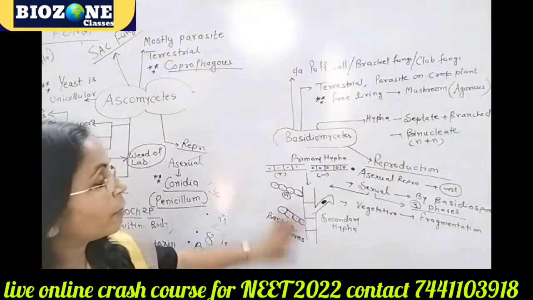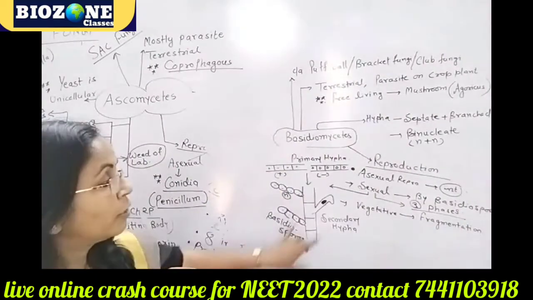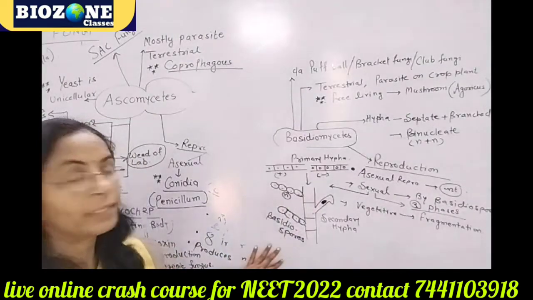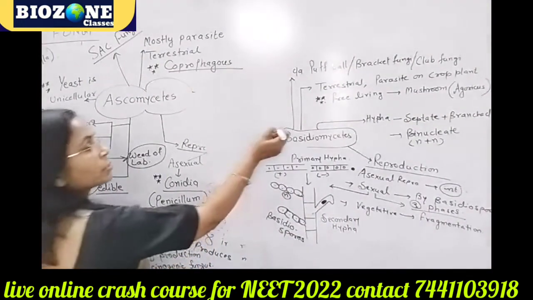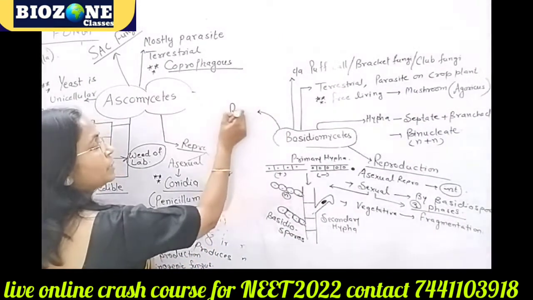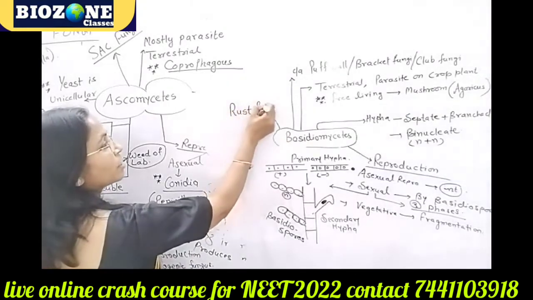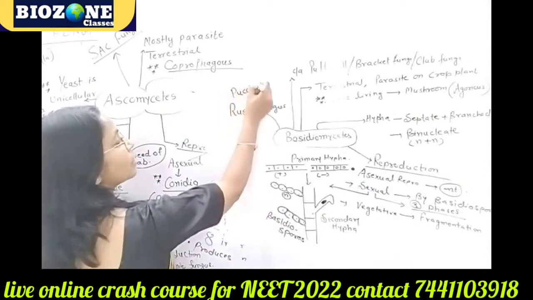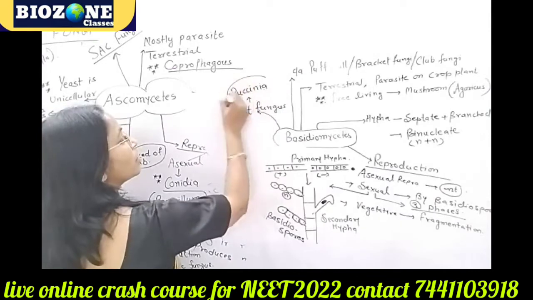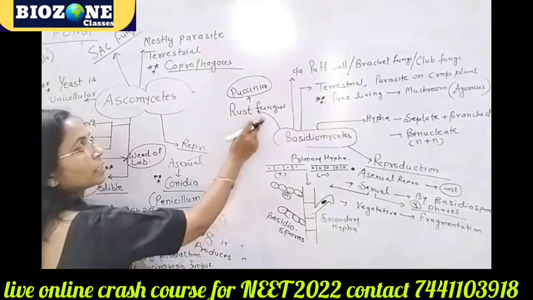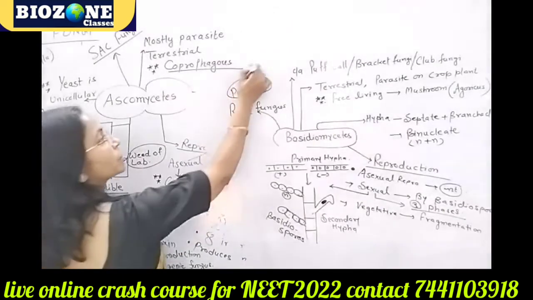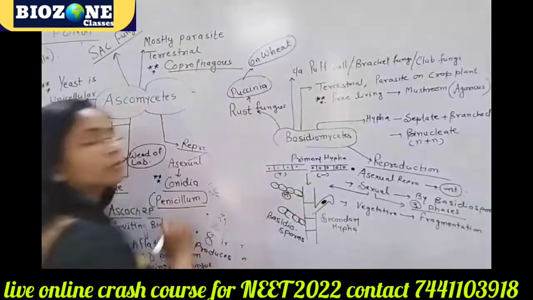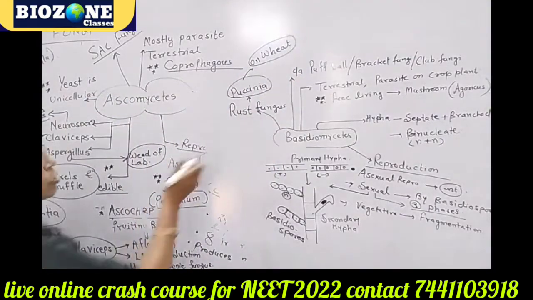Okay? So these are the features of basidiomycetes. Conidia, asexual reproduction is absent. That's why conidia are completely absent in basidiomycetes. When we come towards the examples, basidiomycetes include rust fungus. The rust fungus is Puccinia graminis. Puccinia growing on wheat causes wheat rust. So wheat is the host and Puccinia is the fungus.